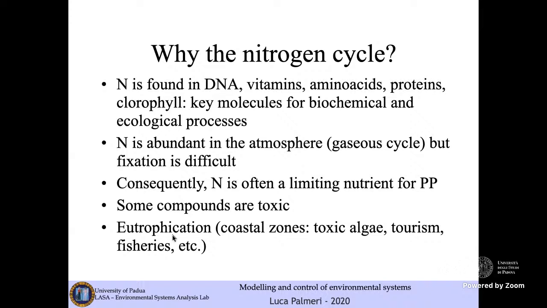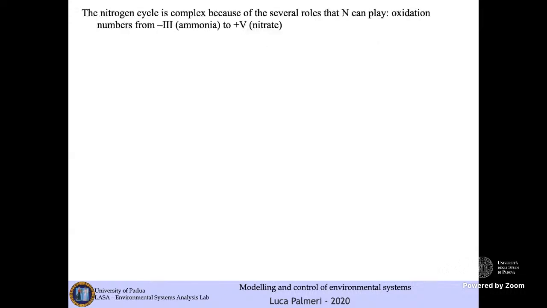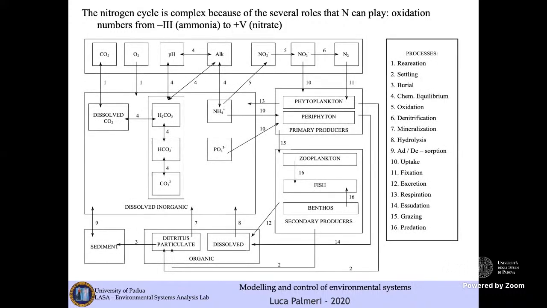Some compounds of nitrogen are toxic, and nitrogen is a key factor for controlling dystrophic processes like the eutrophication process, which is a serious harm to coastal zones or to surface water bodies like lakes. So the nitrogen cycle is quite complex because of the several roles that nitrogen can play in biochemistry.